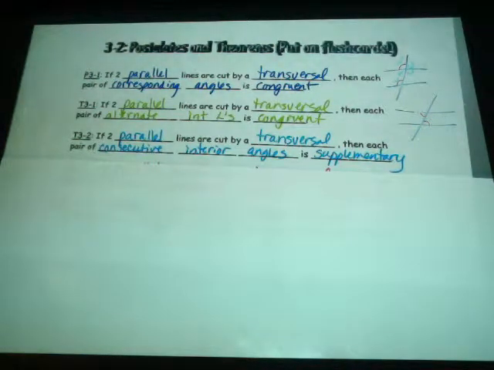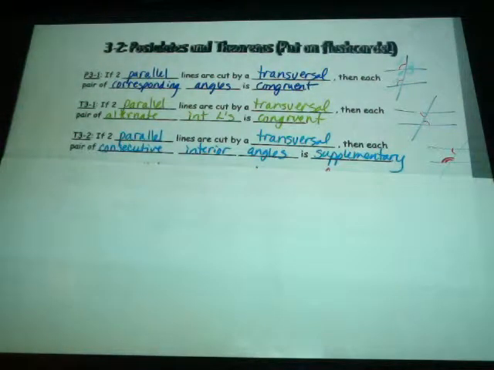Here's the one that's different. If two parallel lines are cut by a transversal, then each pair of consecutive interior angles is supplementary. Here's why they're not congruent. Here's a picture. Consecutive interior angles mean that they're inside the parallel lines and they're on the same side of the transversal. So here's one, here's the other. So I've given you a single arc mark on one and a double on the other. This one's acute and that one's obtuse.